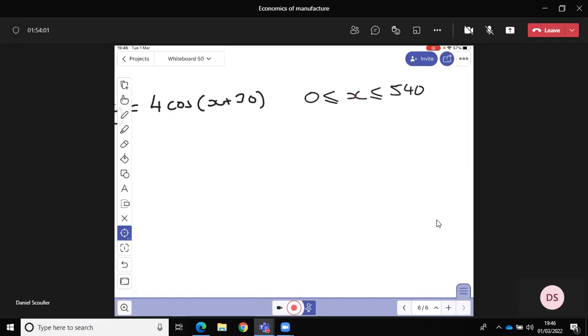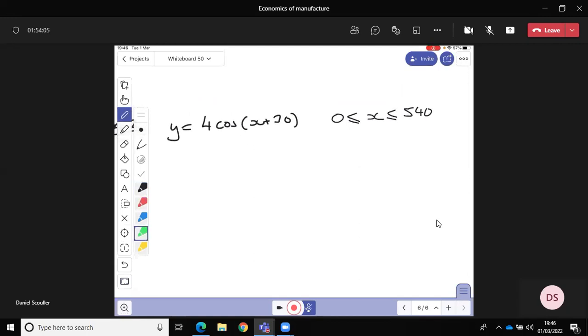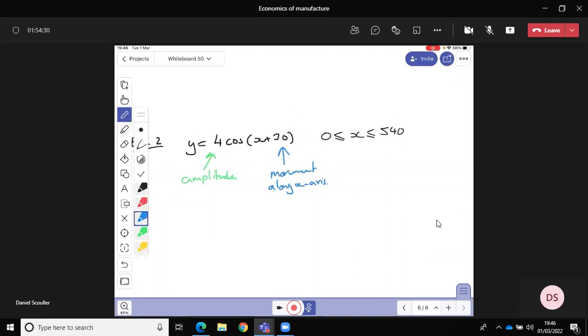Okay. So let's go through it. That 4 in front of it is going to be our amplitude, so how high it's going to be. And then that plus 30 is going to be movement along X, or horizontal movement.